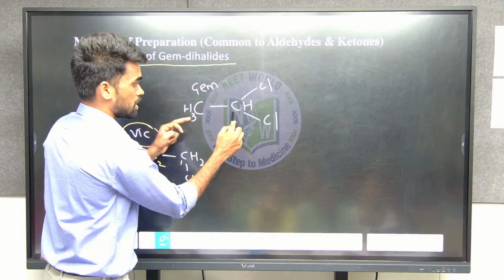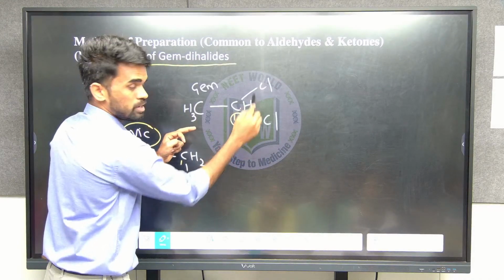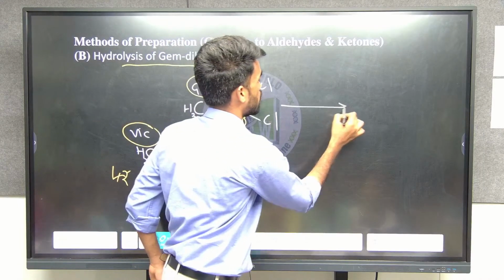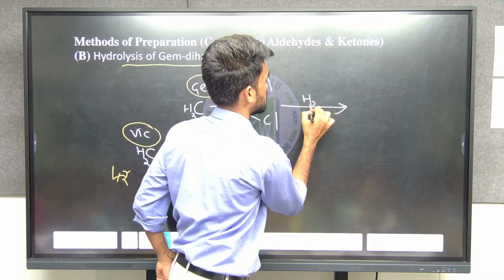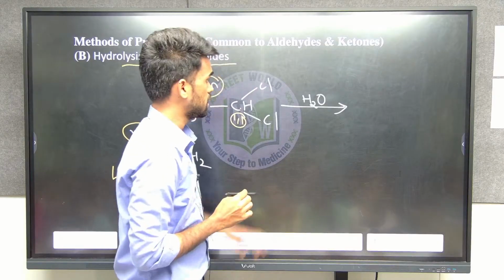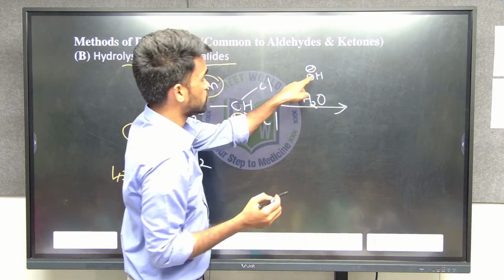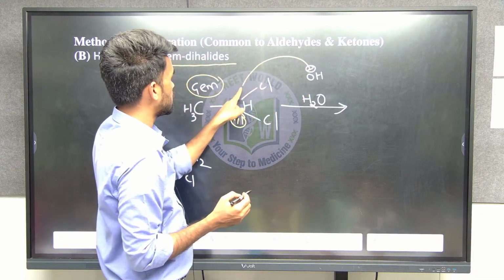On the same carbon, like the 1,1 position, both halogens are there, which means geminal. So geminal dihalides upon hydrolysis, what are we doing? Hydrolysis. Hydrolysis provides OH minus and H plus. So you just take this OH minus and add it here.